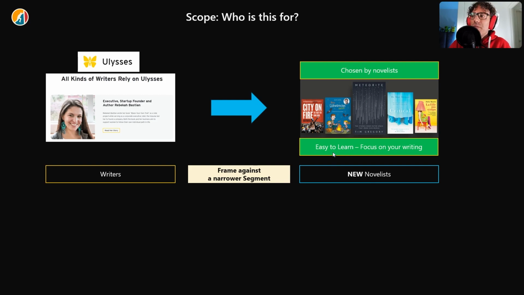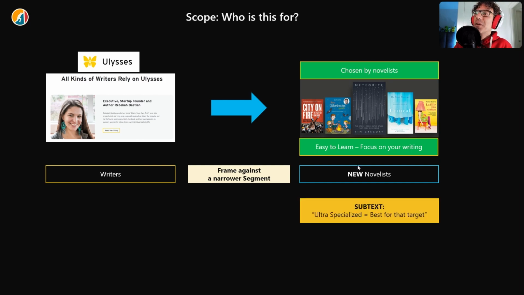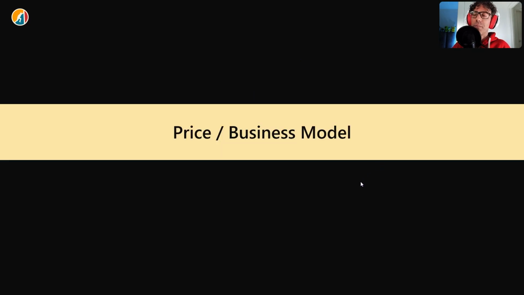What is the main dimension for that? It's easy to learn. It's simple. It's shallow. They don't care, because that is exactly what they are looking for: something shallow that is easy to learn. The subtext, yeah, when you are not only a specialist but ultra specialized, then it's like, look, this has to be the best thing, because nobody else in the market is going to that place. You are the only one right now saying this is for new novelists. That's really strong signaling. And the price, business model.